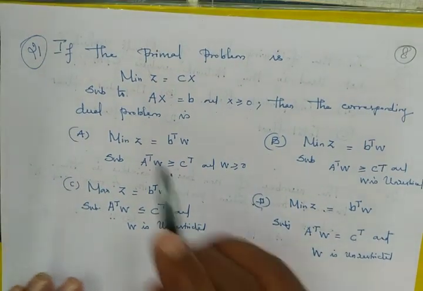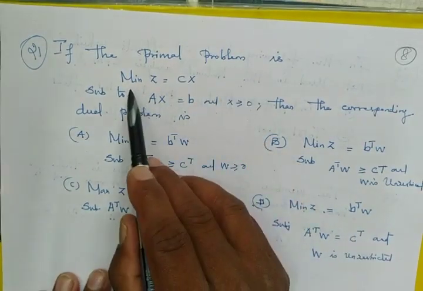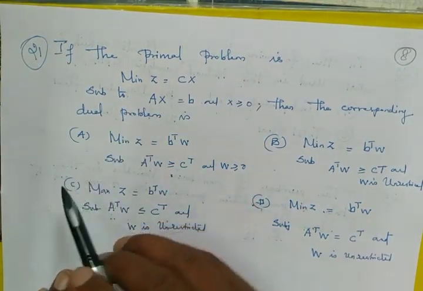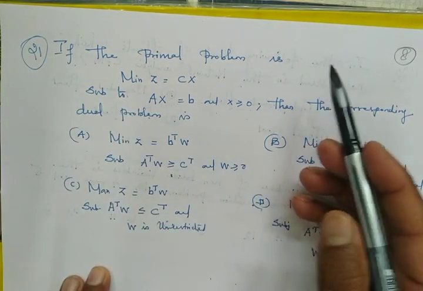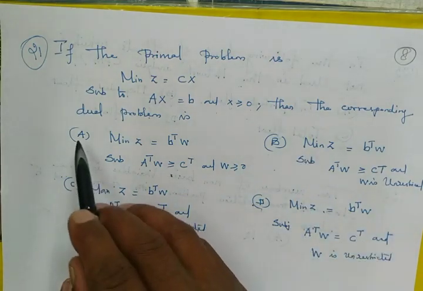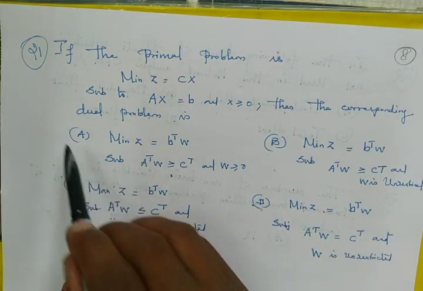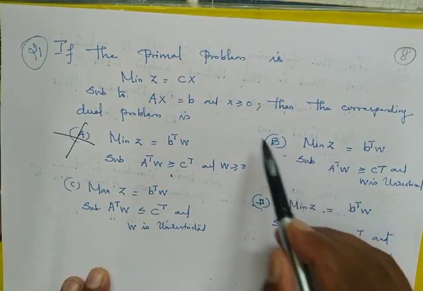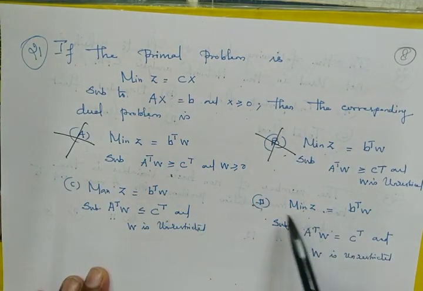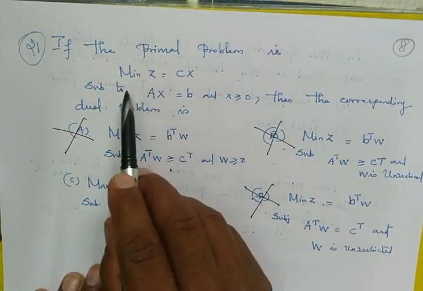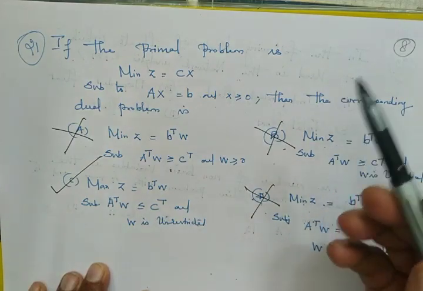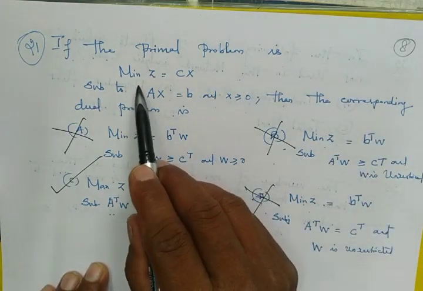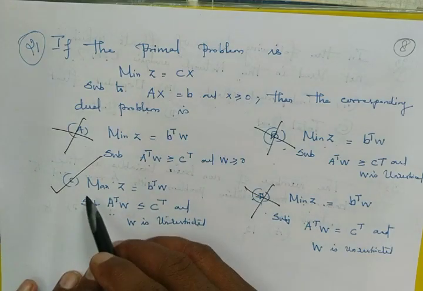See that primal. If the primal problem is given as min z, then the dual should be max. That is simple. If it is min, its dual is max. Check first in the four options where the max is. A, whose objective is min, is not the right answer. B, whose objective is min, is not the right answer. C is also min, not the right answer. If the primal is min, the dual should be max. If it is max, the dual should be min. Here the given problem is min, therefore the dual should be max. This is the right answer to the given problem.